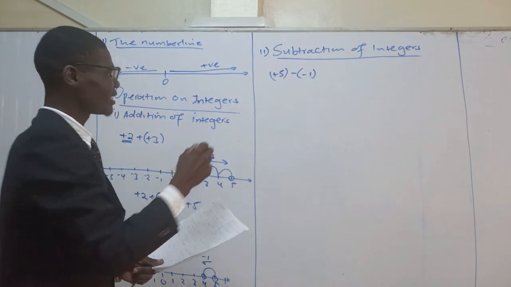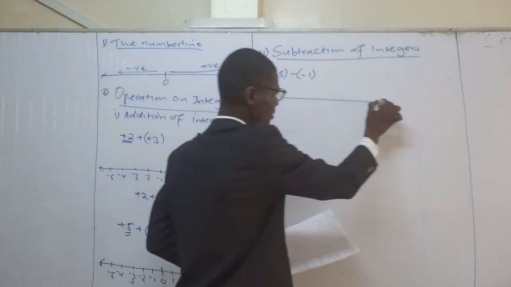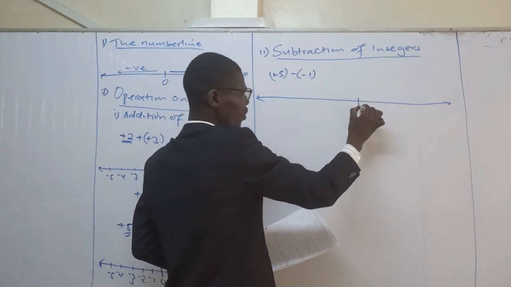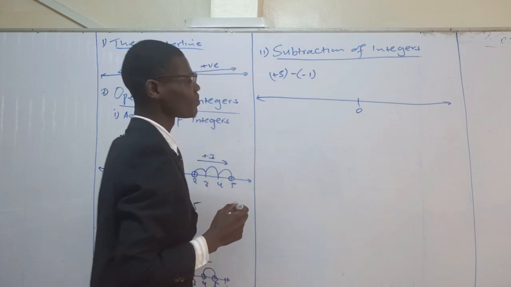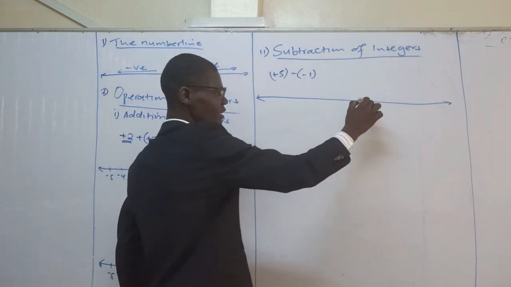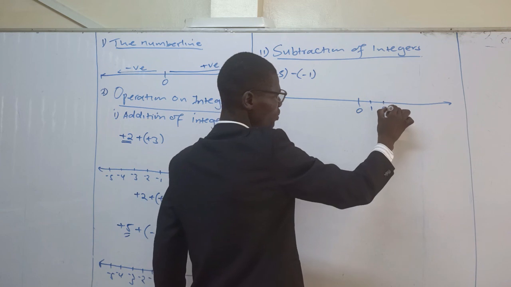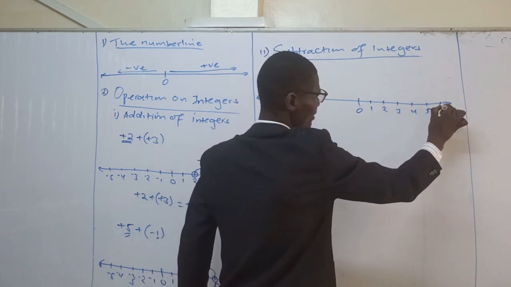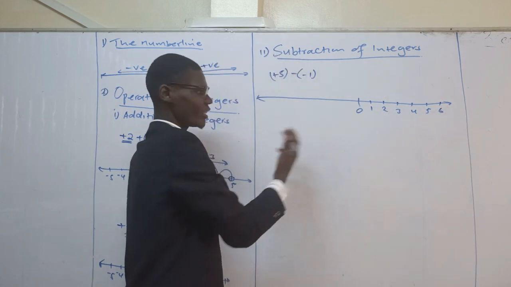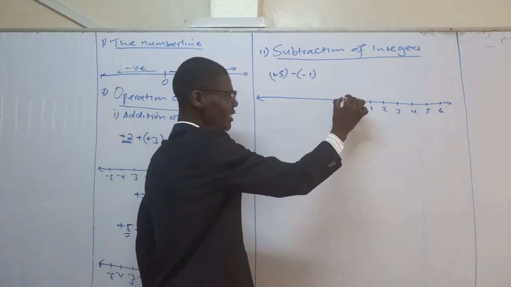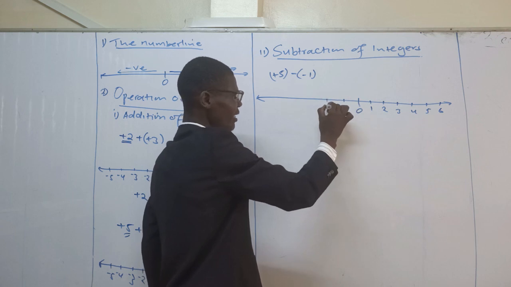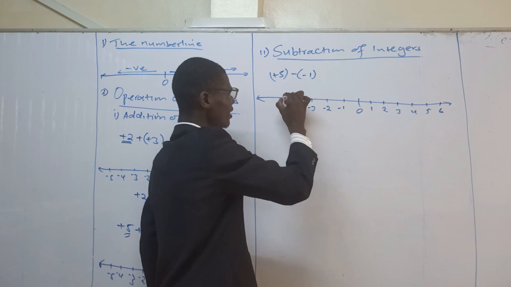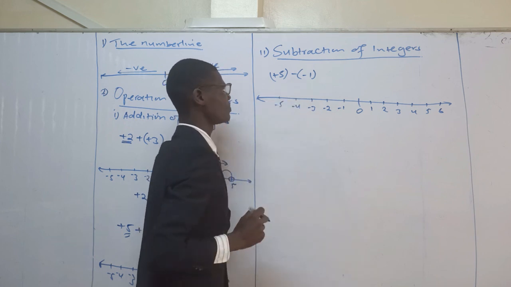Here I come and draw my number line with my 0 as a reference number. On the right is the positive. I start with 1, 2, 3, 4, 5, 6. On the left are negatives. I start with negative 1, negative 2, negative 3, negative 4, negative 5.